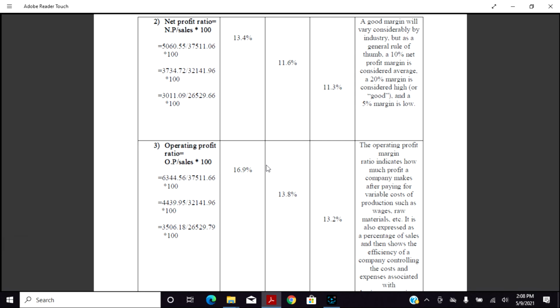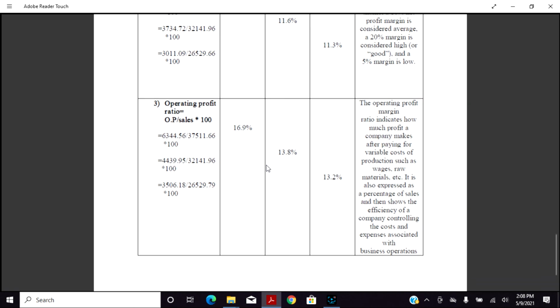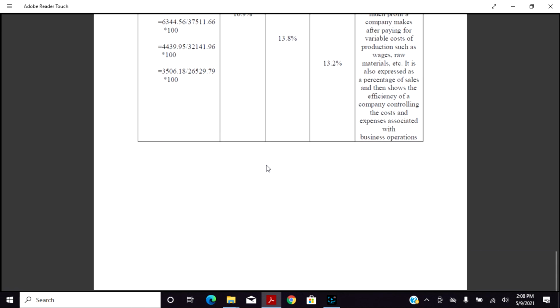It is equal to operating profit divided by sales. The operating profit margin ratio indicates how much profit a company makes after paying for variable costs of production such as wages, raw materials, etc. It is also expressed as a percentage of sales and shows the efficiency of a company in controlling the costs and expenses associated with business operations.